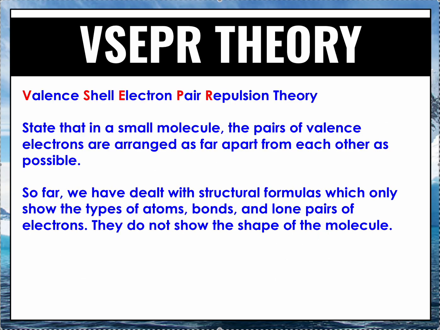Now it's time to get into what we know as VSEPR theory. VSEPR theory is valence shell electron pair repulsion theory, which essentially states that in a small molecule, pairs of valence electrons are arranged as far apart from each other as possible. Now, VSEPR theory only applies to things that are covalently bonded. So far we have dealt with structural formulas and how to determine formulas, whether empirical or molecular, but now we're actually going to see how these shapes are arranged.